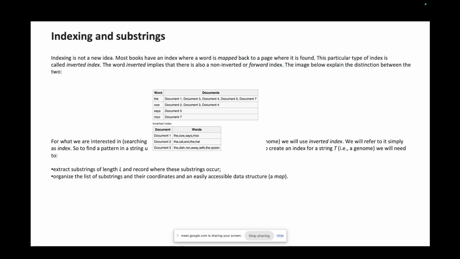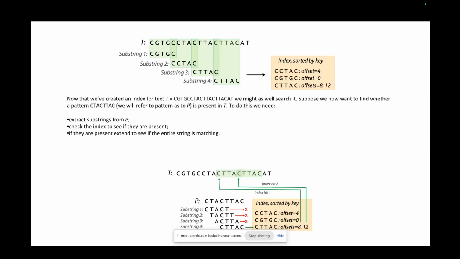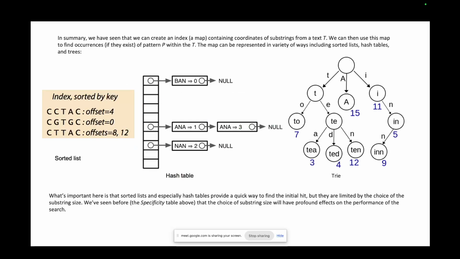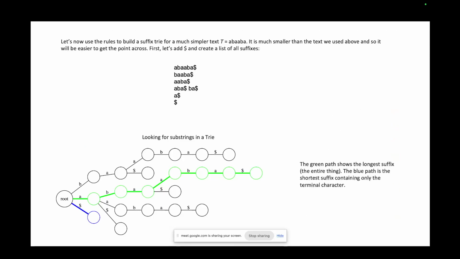Okay, I'll move on. This is what indexing and creating substrings looks like. Basically you divide the whole DNA segment into smaller strings, and then you index, so you know where a particular string has come from. Okay, I'll skip all these. These are a little bit more advanced in terms of computation.